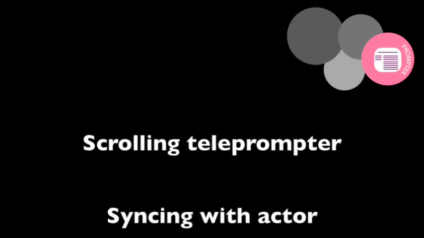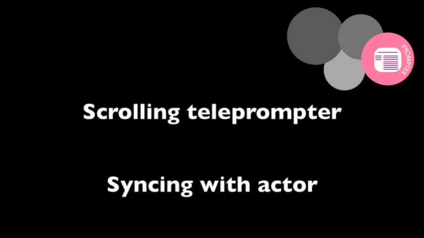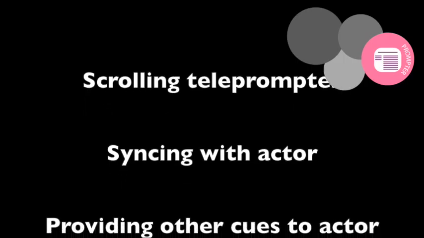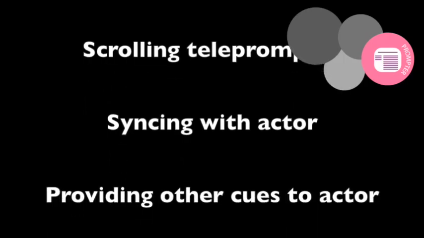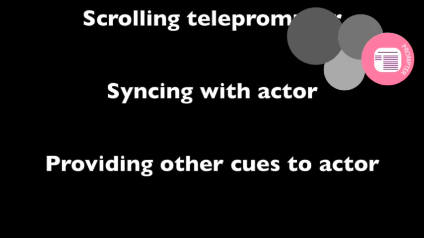If using a teleprompter, the main things you'll need to look at are scrolling the teleprompter. That means moving the text down the page. You'll need to sync it with the actor's speech so that the words match what they're saying. And also, you'll need to give other cues to the actor to make sure that they don't get lost in what they're saying. And then of course there's the actor or actors.